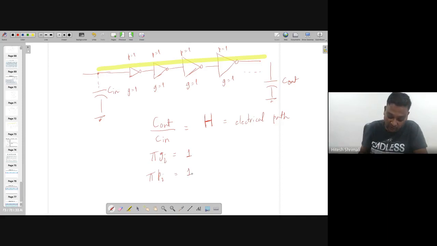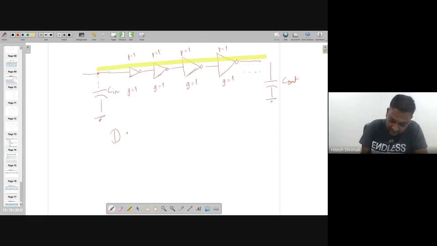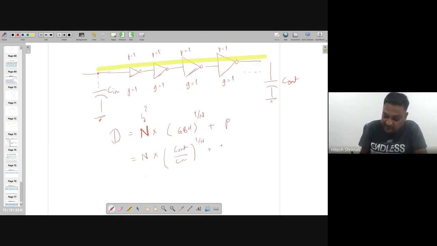So when I'm going to write the whole equation, what is going to happen? That delay is nothing but n times (GBH)^(1/n) plus P. Now I know that I need to find out this n. This is not known to me. N has to be found here. G is 1, B is 1, and H is equal to C out by C in. So this is effectively equal to n times (C out by C in)^(1/n) plus n.